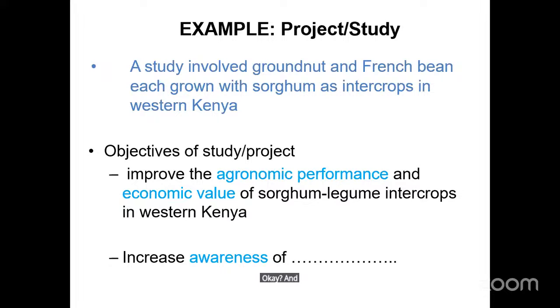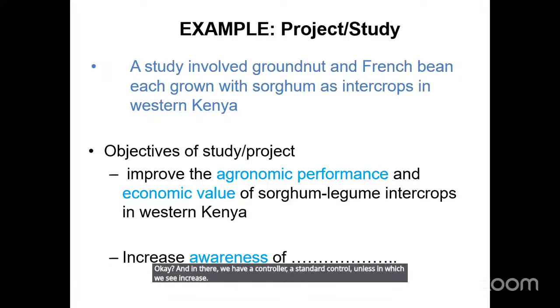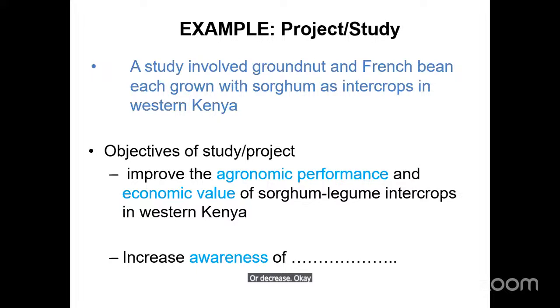And in there we have a control, a standard control against which we see increase or decrease. Okay? But the objective, according to the project, was to improve agronomic performance and economic value of sorghum legume intercrops in Western Kenya.